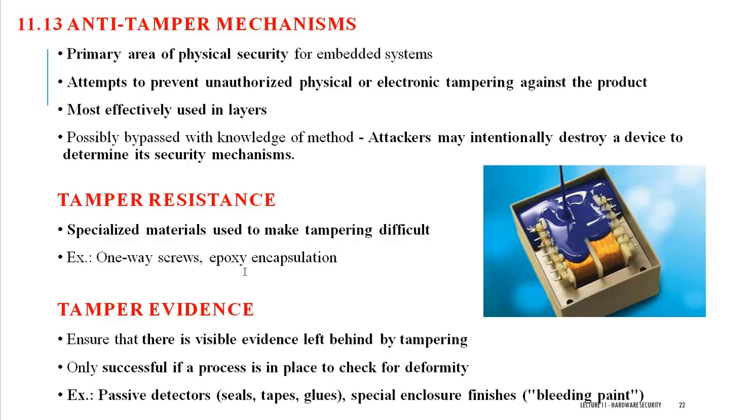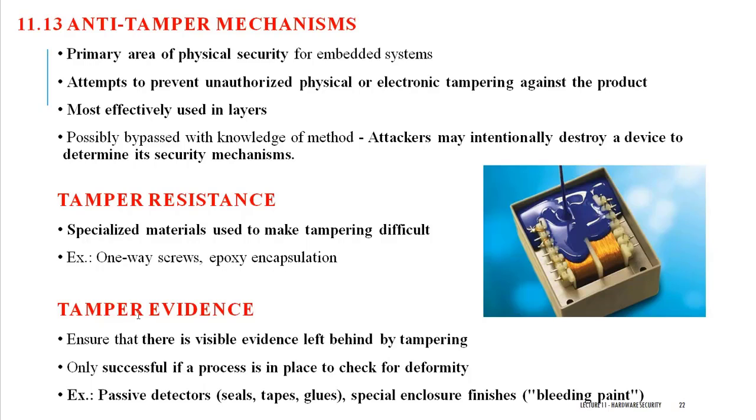Then epoxy encapsulation. You can see there will be some chemicals added. This is an electronic circuit, and they pour that blue-colored material, something like paint, which fixes it. The attackers cannot remove this material. It adds extra security to the device and provides anti-tampering. So there are different methods available, like screws and epoxy encapsulation.